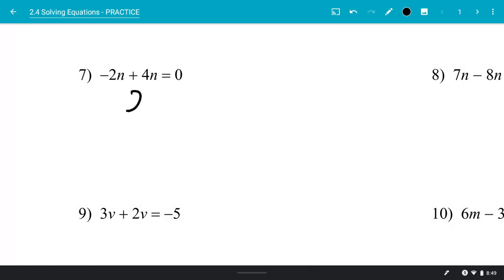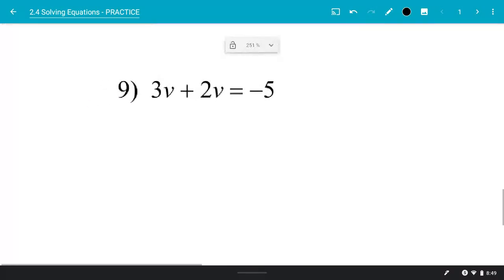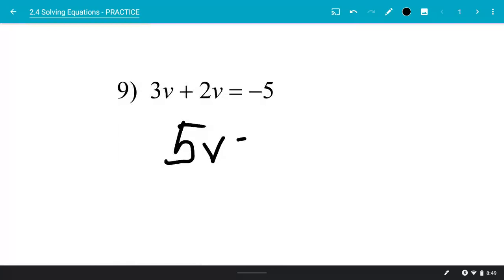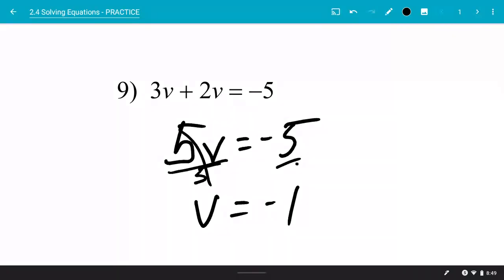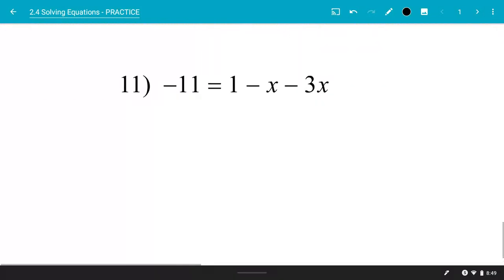Combine like terms. 2n equals 0. Divide by 2. N equals 0. Combine like terms. 5v equals negative 5. Divide by 5. V equals negative 1. Do I have to show my work every single time? I hope not. I hope that you can start looking from one line to the next and I don't have to write divide by 5. Divide by 5. Okay, because I want to move. I want to get fast.